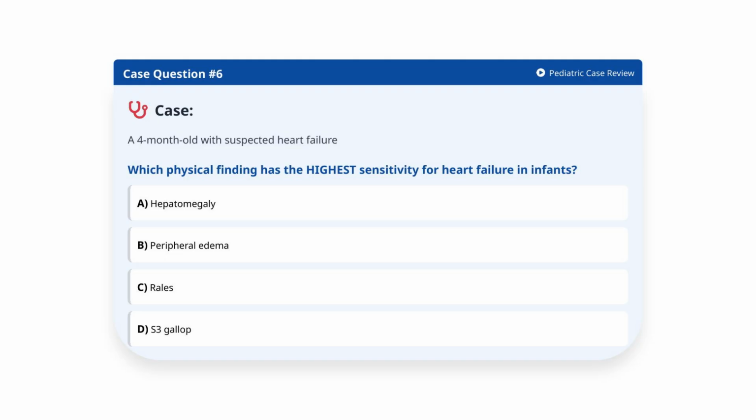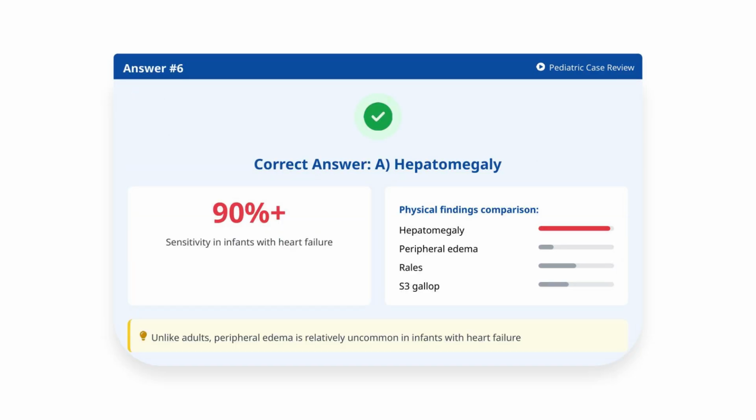A 4-month-old presents with suspected heart failure. Which physical finding has the highest sensitivity for heart failure in infants? Is it A, hepatomegaly, B, peripheral edema, C, rales, or D, S3 gallop? Consider the typical physical exam findings in pediatric heart failure. The correct answer is A, hepatomegaly. An enlarged liver is present in over 90% of infants with heart failure and is often the most reliable physical finding. Unlike adults, peripheral edema is relatively uncommon in infants with heart failure. Rales may be present but can be difficult to distinguish from normal breath sounds. An S3 gallop is specific but can be challenging to detect in tachycardic infants.